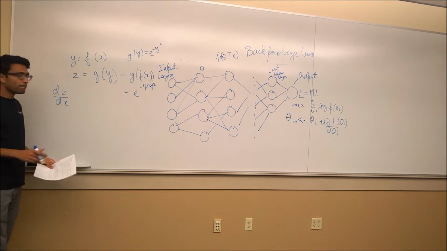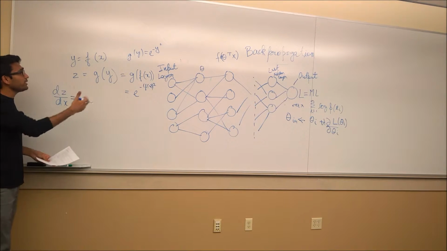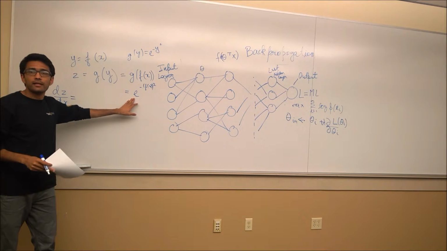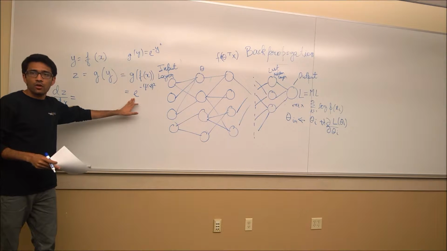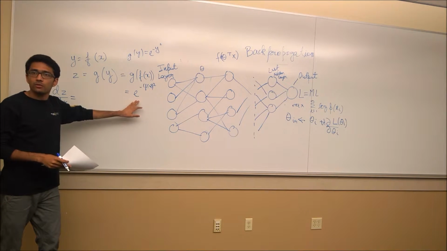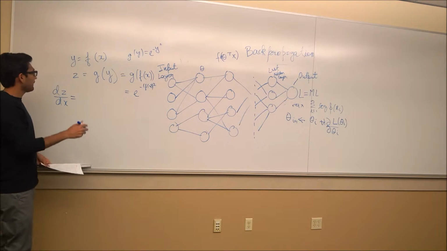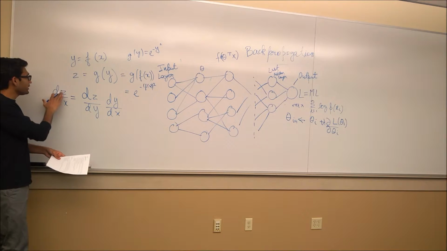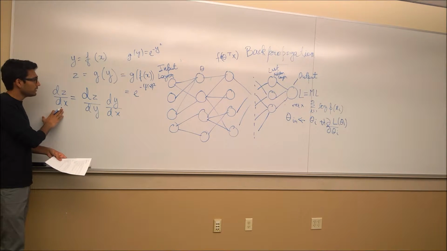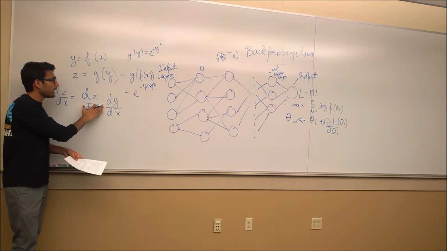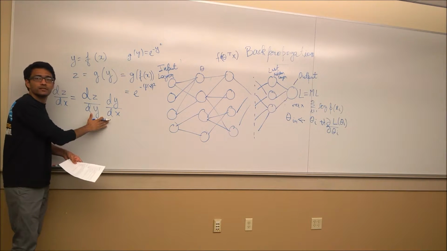But let's say I really do not know, I have no way of directly substituting it. Also, I don't want to substitute it, right? In that case, the derivative rules say that the derivative of z with respect to x is the same as the derivative of z with respect to y multiplied by the derivative of y with respect to x.